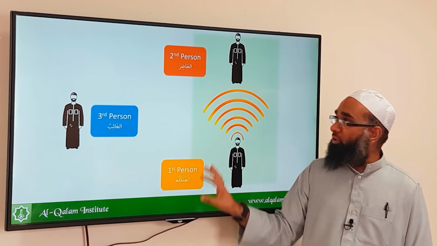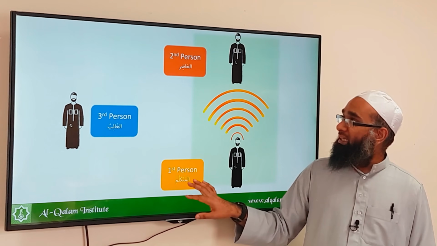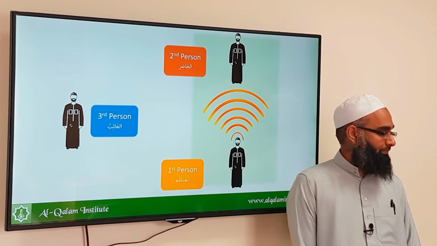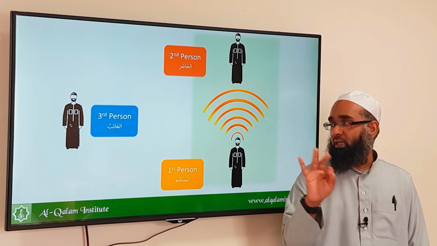So keep these three in mind. The first, second, and third. The mutakallim, the hadir, and the ghaib. Make sense? So first, second, and third person.